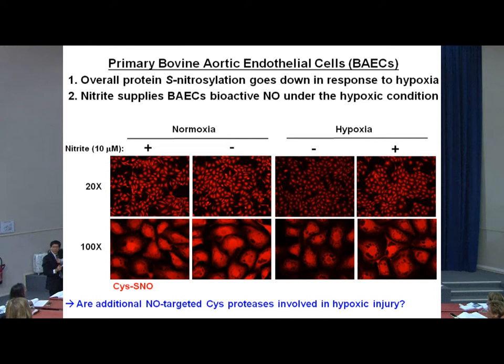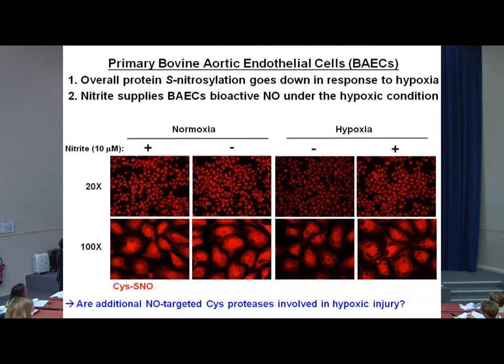And interestingly, in response to hypoxia, now we can see a global decrease of SNO signal, suggesting that many proteins, not only caspase-3, are reduced. And remarkably, when we have nitrite treatment there, you can see that the decreased SNO level is back under hypoxia condition. So obviously, there will be many more proteins than just caspase-3 that will be the targets for our follow-up study. So right now, this is the question in our mind.